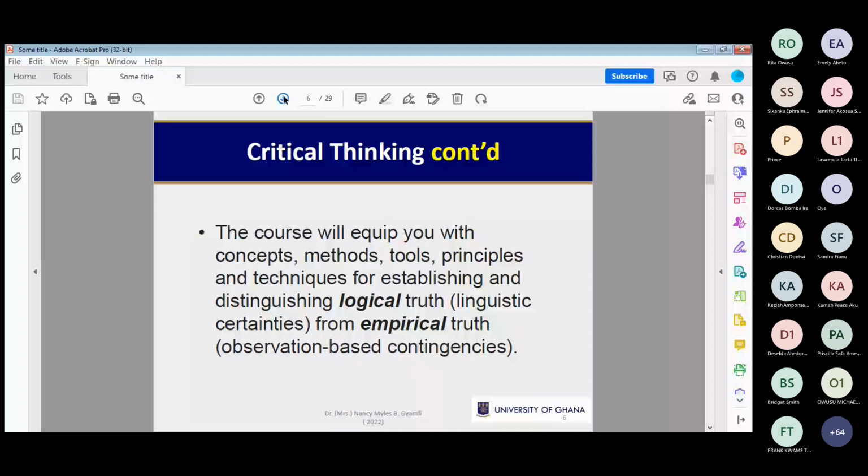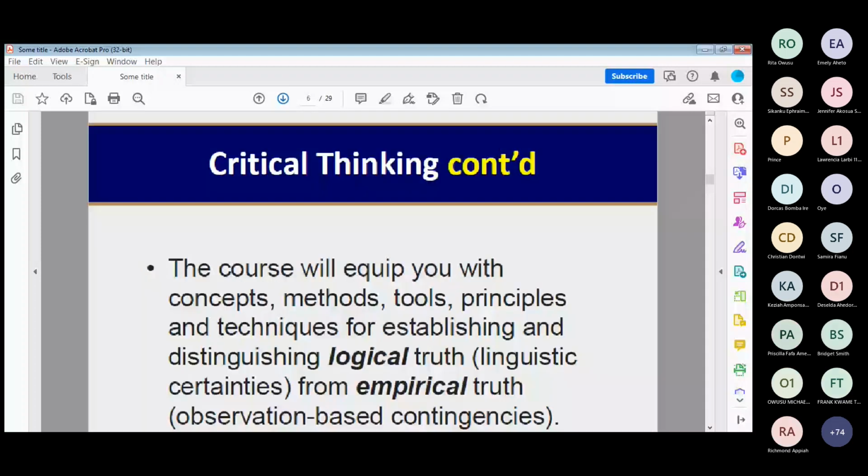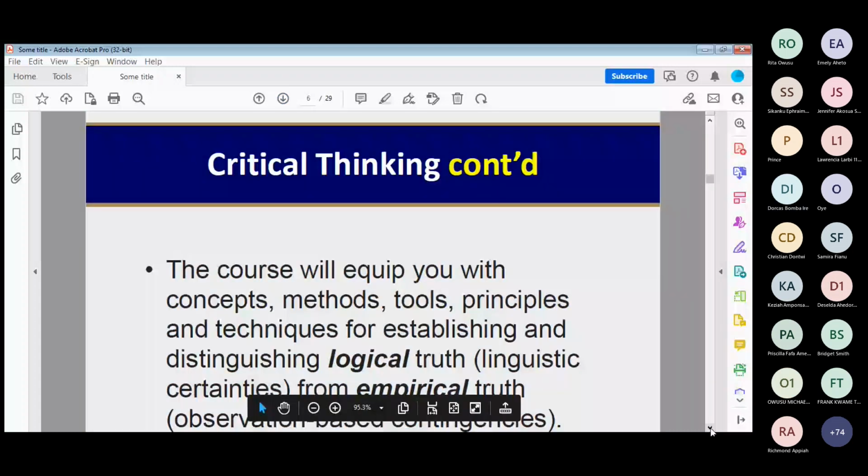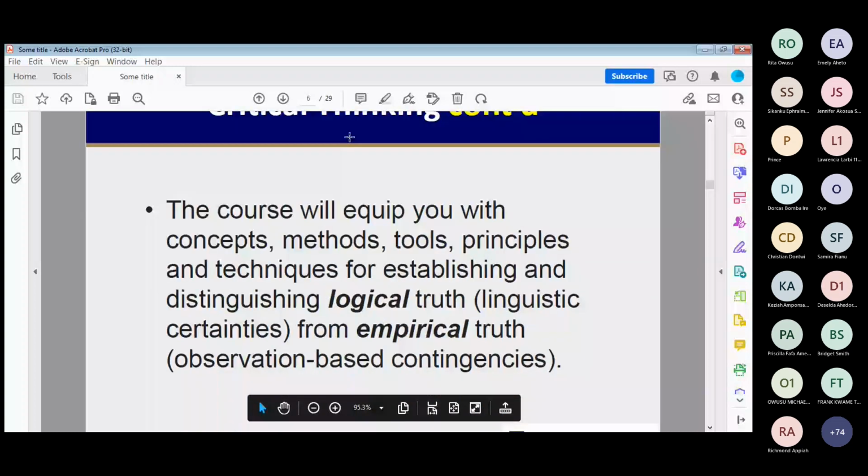But we could also have truths that are empirical in nature. They depend on observation for their truths. So we gave quite a number of instances last week. This is just for you to remember so that we can move straight forward to the first topic proper.